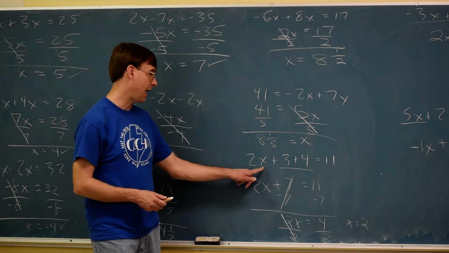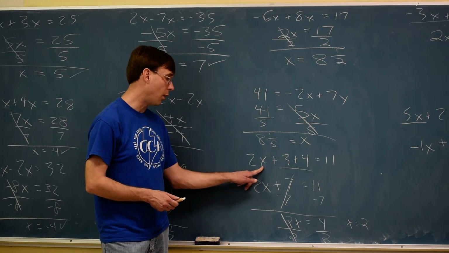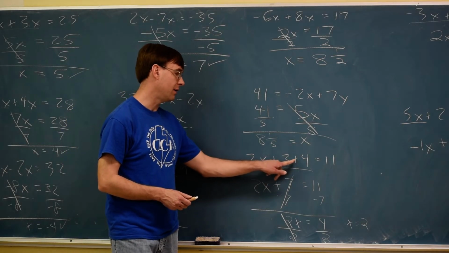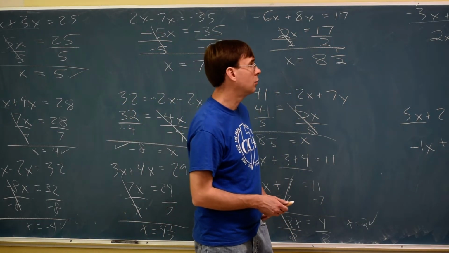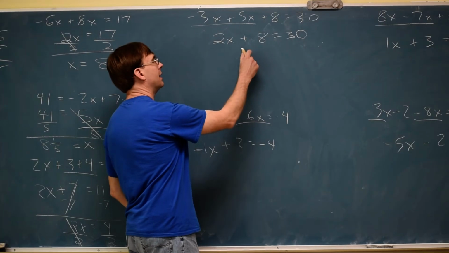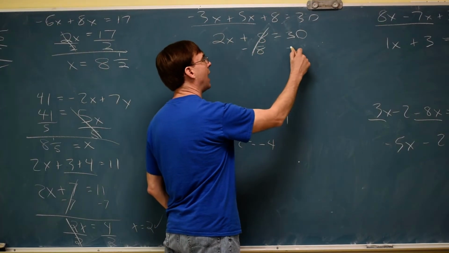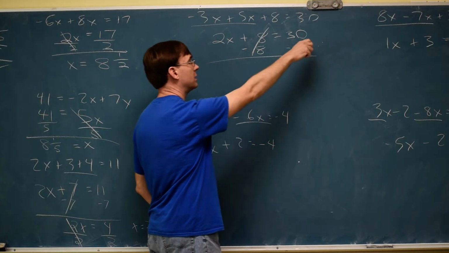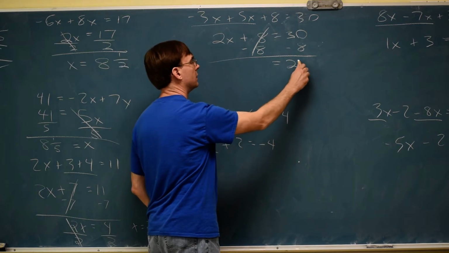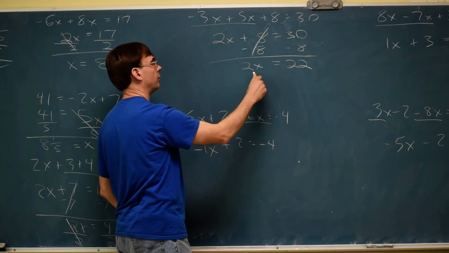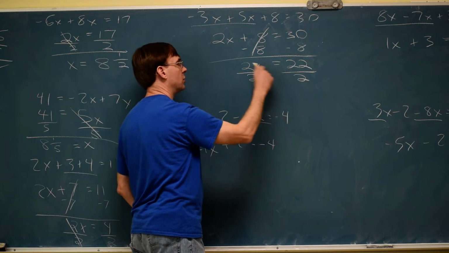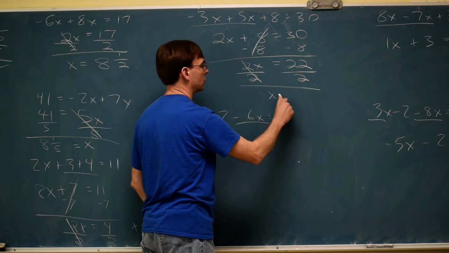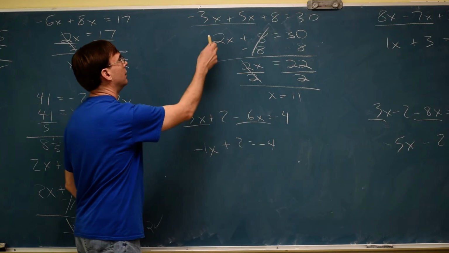And we can check that. 2 times 2 is 4. Adding 3 is 7. Adding 4 more is 11. Anything that's a whole number, we'll check it, and it should work. This, to get rid of add 8, we'll subtract 8, and that will also change the other number. We get 22. Since 2 is multiplying, we'll divide by 2 to get rid of 2's and get an 11.